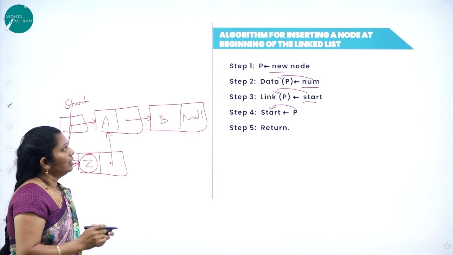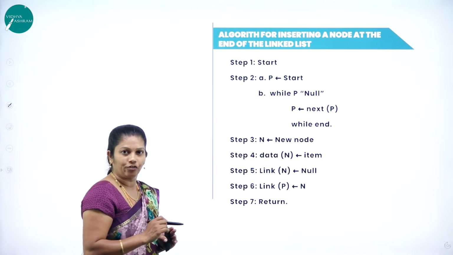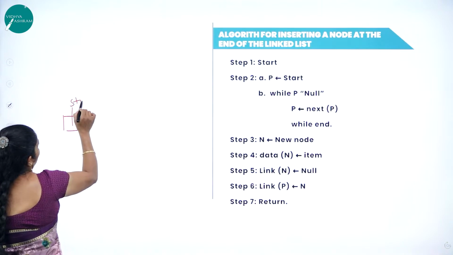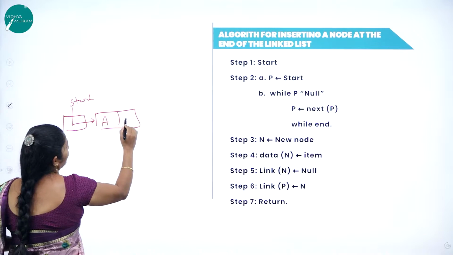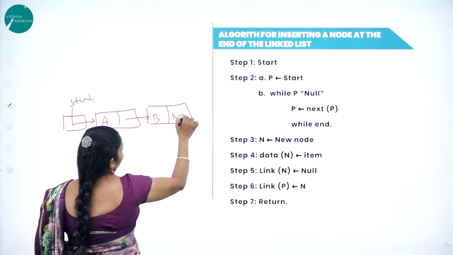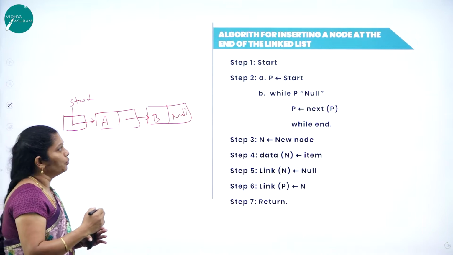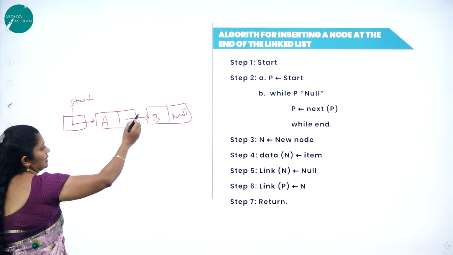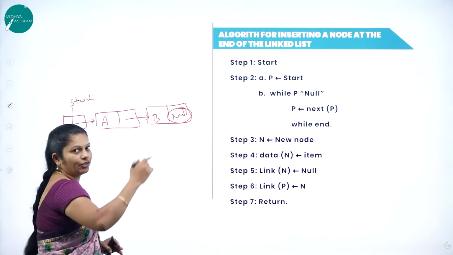Now is it clear? Next, we will explain the algorithm for inserting a node at the end of the linked list. Consider you have the linked list, start. This start contains the address of the first node, for example here A, and then it contains the address of the next node, B, and then null. At the end, if I want to insert a node, the first step is we have to move until we get a null node. First node will be processed, then the second node one by one, until we get the address part as null. Till that we have to move.